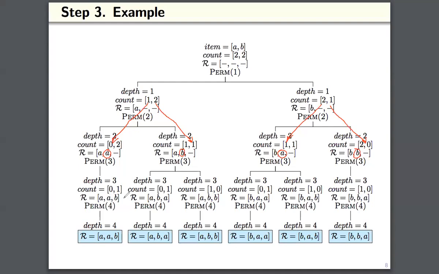Now, this is an interesting case. Now, depth is equal to 3 here. We have I is equal to 1 and I is equal to 2. We can assign A or B here, right? Okay, we check if we can assign A. What happens? Count of A is 0.